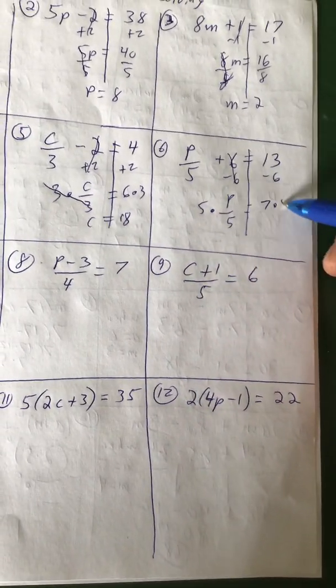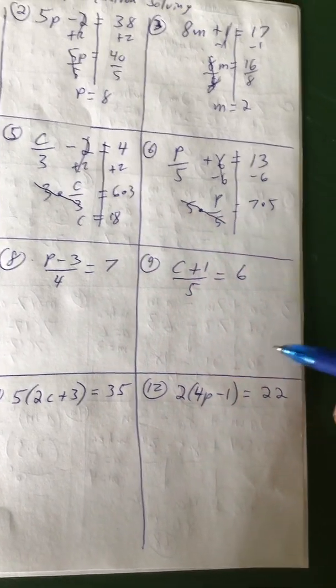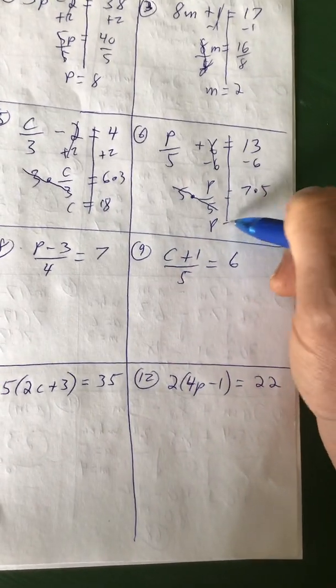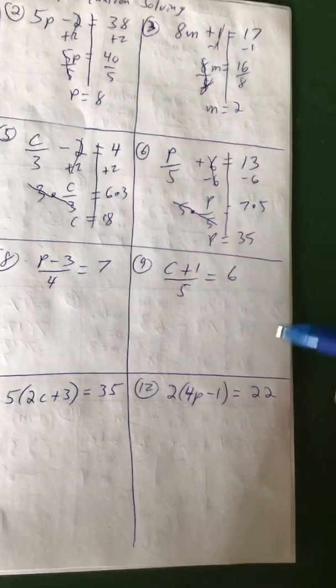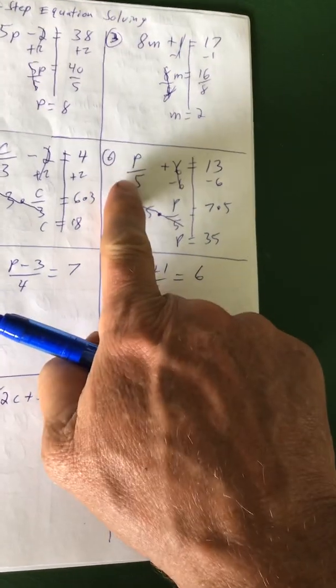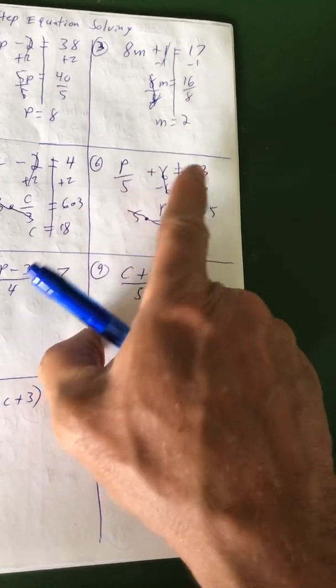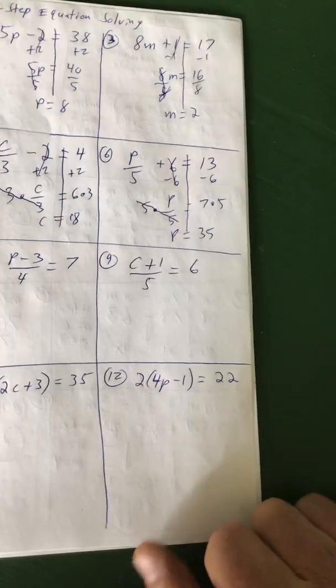Big dot, 5 divided by 5 is 1. 1 times P is P. And 7 times 5 is 35. And I could check. 35 divided by 5 is 7. 7 plus 6 is 13. I'm right, and I know I'm right.